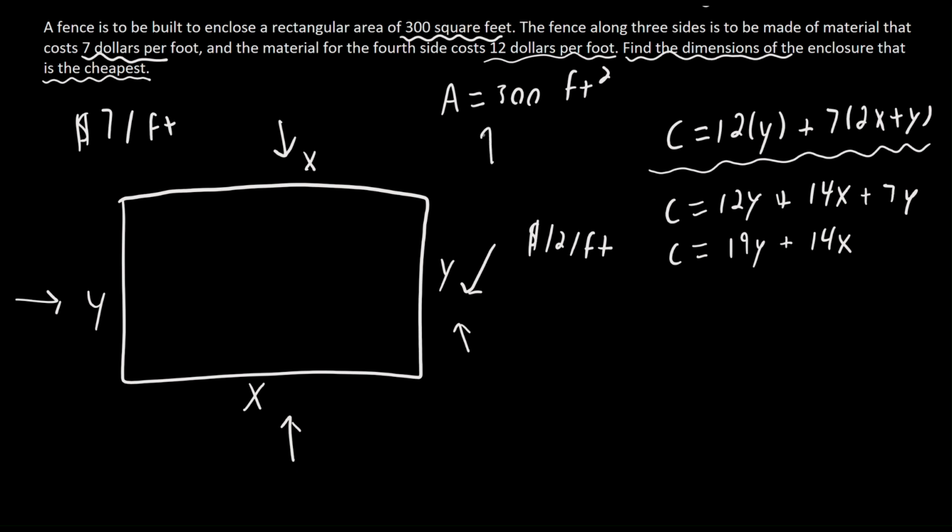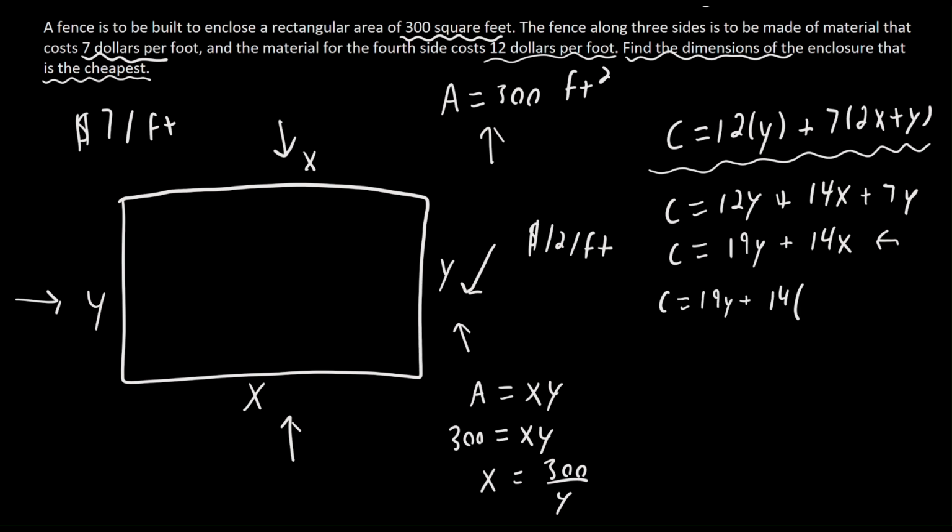So we can use this restriction of 300 square feet of area to find that. So the area will just be x times y, and it says we have 300 square feet of area. So let's just isolate for x, and we're going to get x equals 300 over y. So now we could just sub that in to here. So cost equals 19y plus 14 times 300 divided by y.